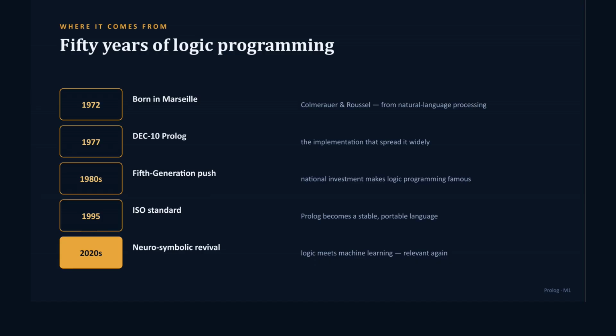A quick word on where Prolog comes from, because it explains a lot. It was created in 1972 by Alain Colmerauer and Philippe Roussel in Marseille, and it was born out of a problem in natural language processing, getting machines to reason about human language. It spread through the DEC-10 implementation in the late 70s, rode a wave of investment in Japan's fifth-generation computing project in the 80s, was standardized by ISO in 1995, and today it is enjoying a genuine revival as interest in neurosymbolic AI, combining logic with machine learning, comes back. A language designed to let machines reason with human-like knowledge, which is exactly why it is interesting again now.